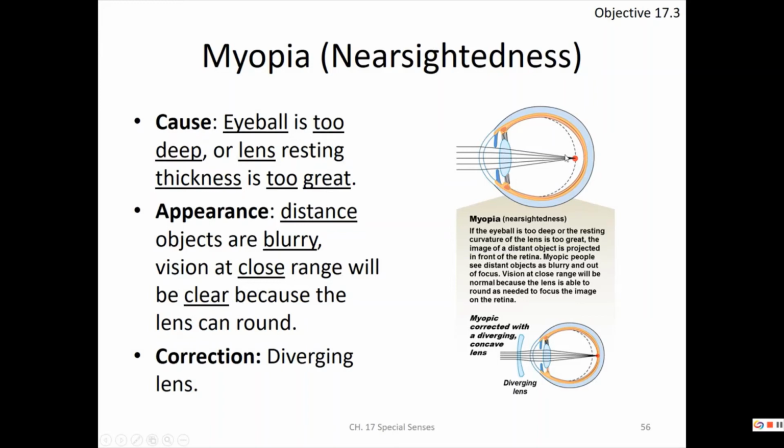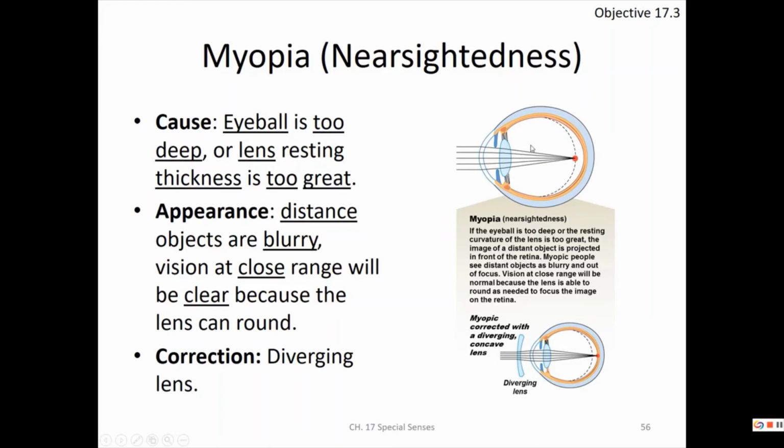Or the lens at rest is too thick. If it's too thick, it overbends the light. Or the eyeball is too deep and the light does not hit the fovea. So anything far off is going to be blurry. You're not going to see it, and you can only see things nearby, hence nearsightedness. So the two common causes are either an eyeball that, as it developed, was too deep, or a resting lens thickness that is too thick. You will see things far off are blurry, and only things nearby are clear.